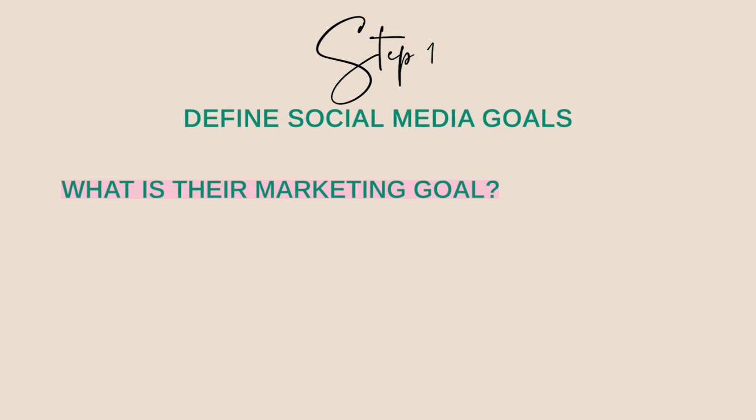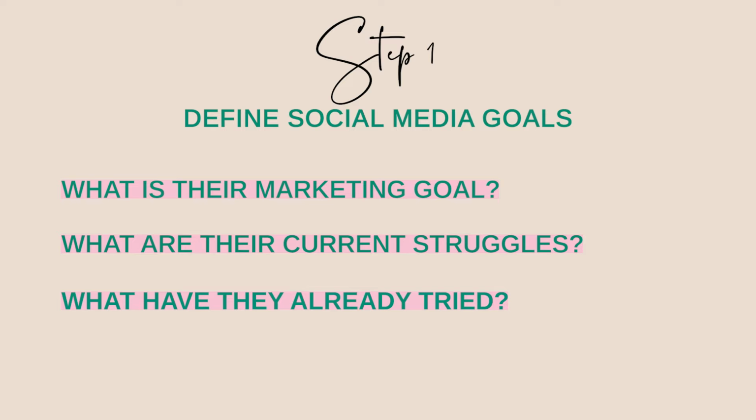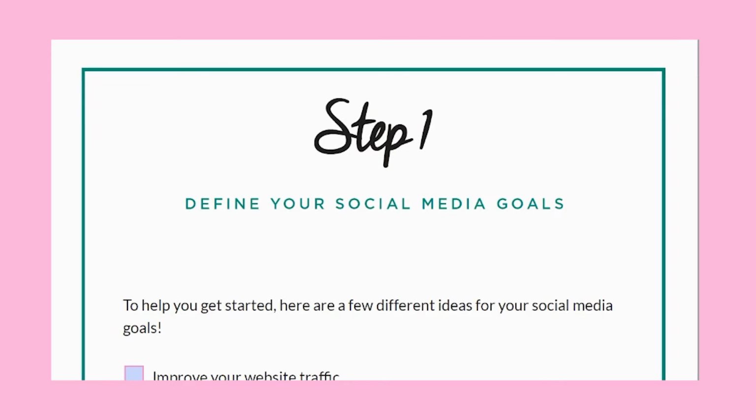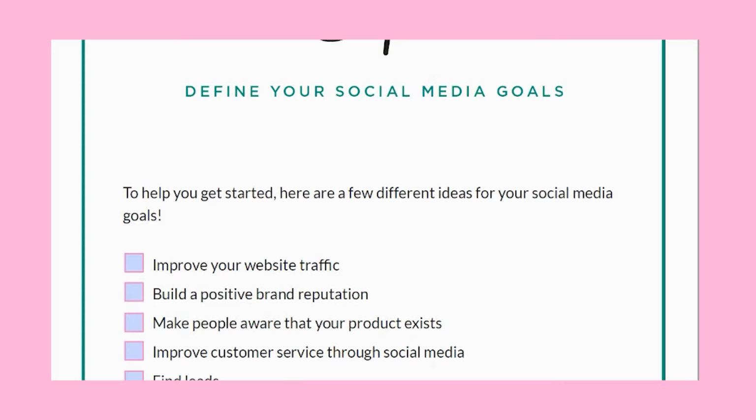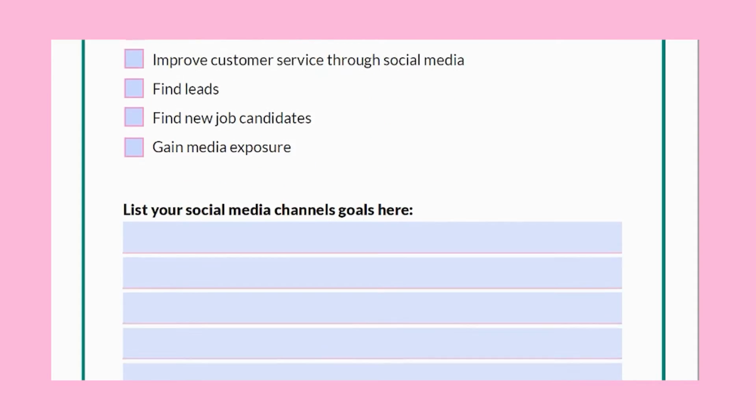You're going to ask them things like, of course, what is their marketing goal, but also what are your current struggles when it comes to social media marketing? And what have you already tried? What has worked? What hasn't worked? Really force them to think about what they are actually doing on their socials, or are they just randomly putting out any content, like throwing spaghetti at a wall and seeing what sticks?